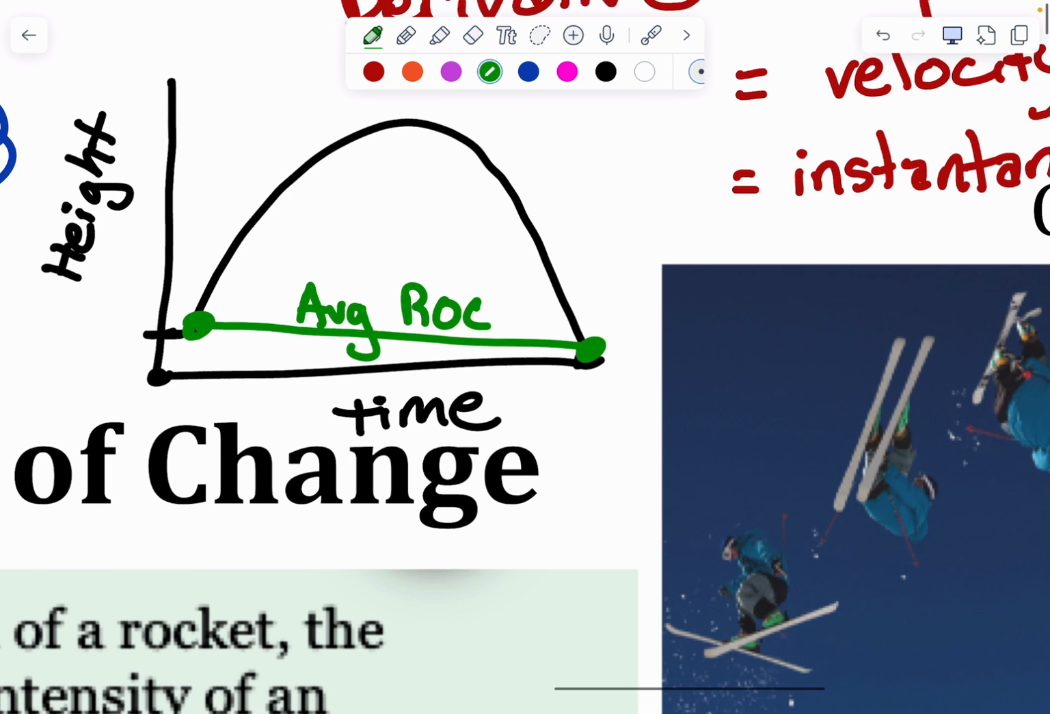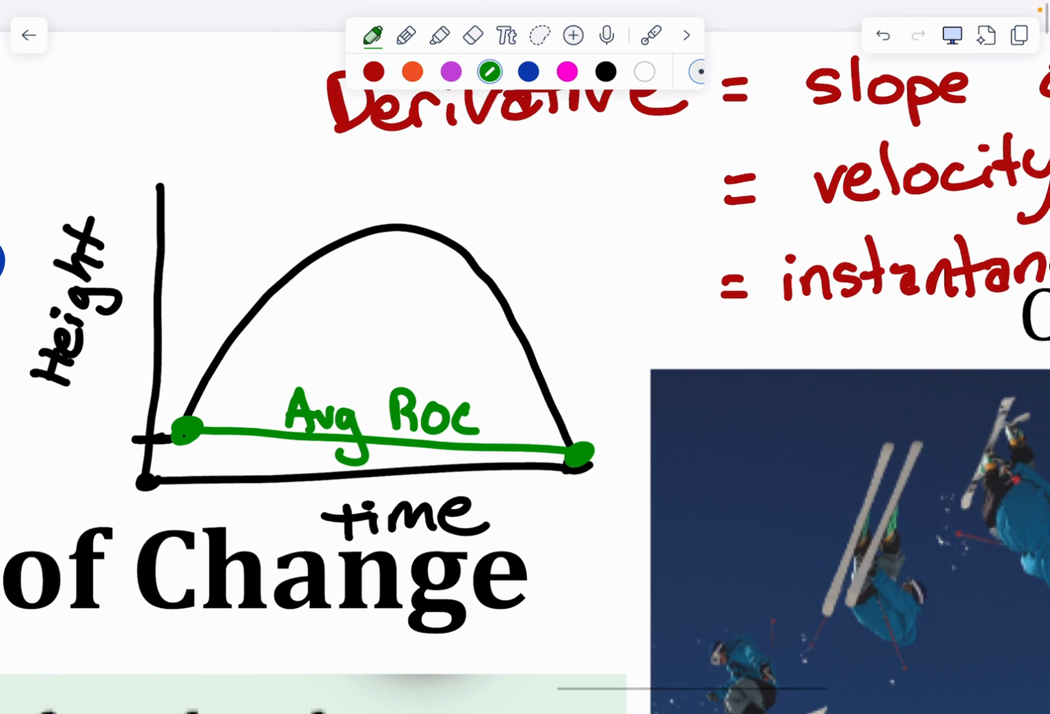But the problem is, I want to know at this very instant when it is 3 seconds into its travel, what is that instantaneous rate of change? What is the instantaneous velocity at that point? I don't want to know the average over the course of its travel. I want to know at this very instant what is the speed at which it's going. And that is what a derivative is.